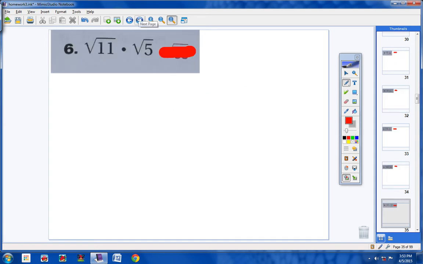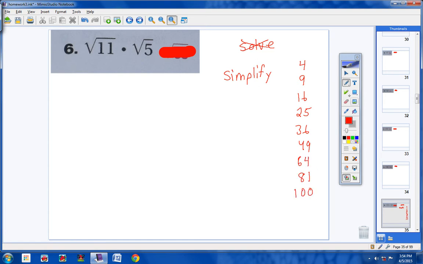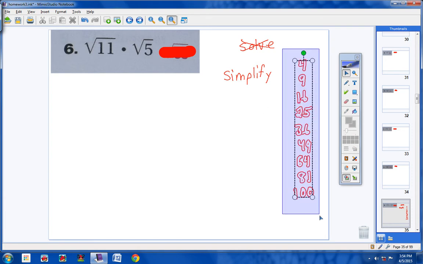Numbers 6 through 10, the directions say to multiply and then simplify. Notice it does not say multiply and then solve. It says multiply and then simplify if possible. Now if we're going to simplify radicals, we need a list of perfect squares. 2 times 2, 3 times 3, 4 times 4, 5 times 5, 6 times 6, 7 times 7, 8 times 8, 9 times 9, 10 times 10, and there's more. We'll just stop there for now.